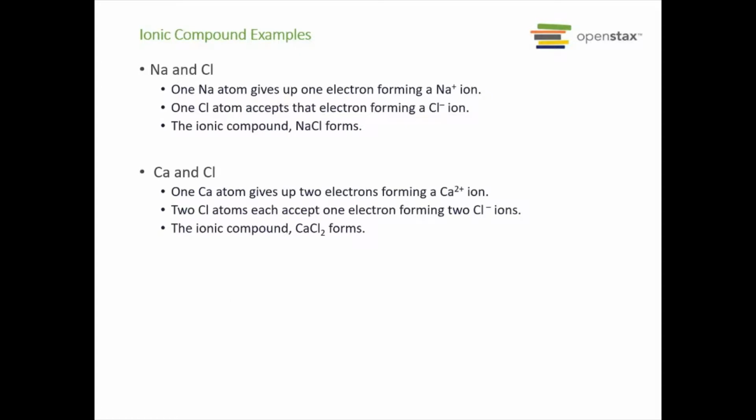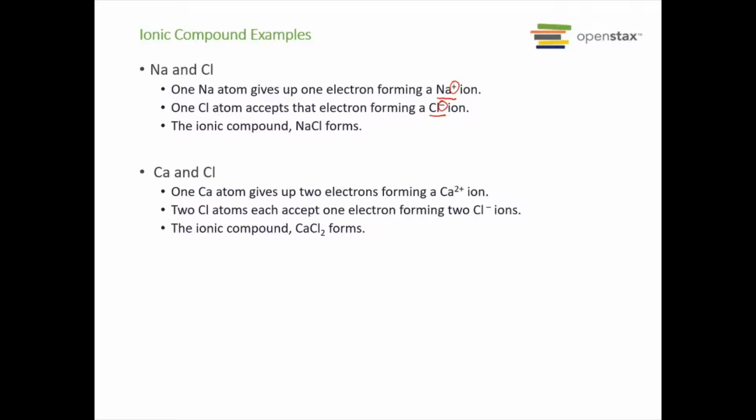Some examples: sodium and chlorine. One sodium atom, in group 1, gives up one electron to make Na+. And chlorine likes to take electrons. It takes one electron to make Cl-. So this makes NaCl, because we have one positive charge and one negative charge. These come together to form NaCl.